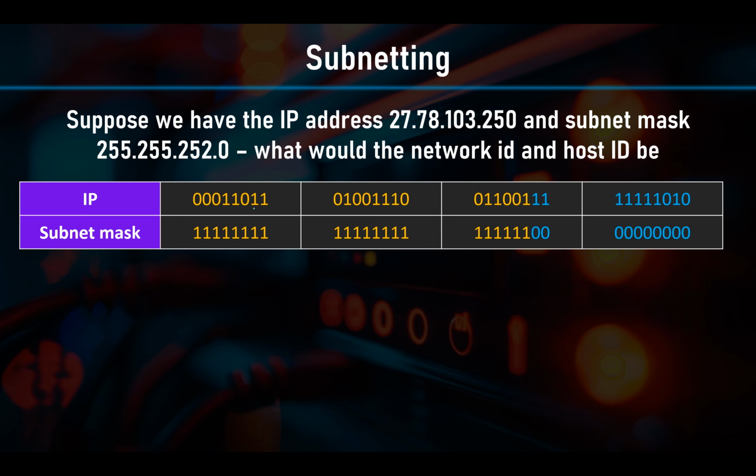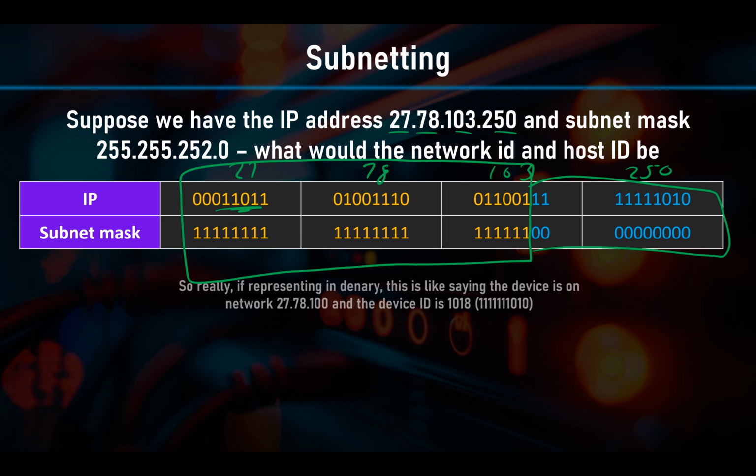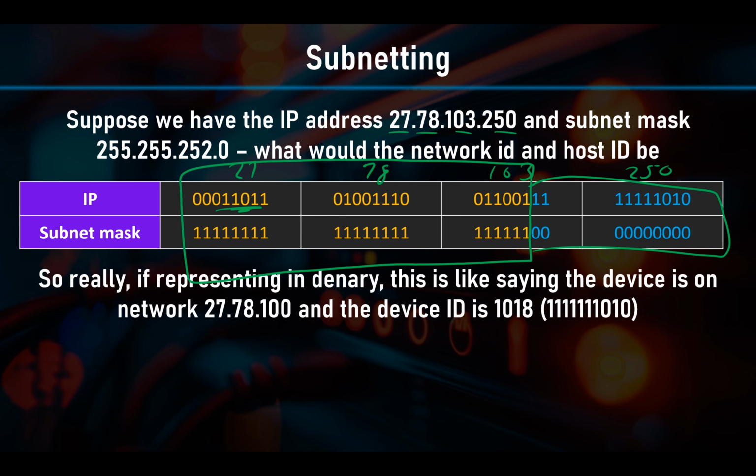So if we write the IP address, this one's 27, this is 78, this is 103, and this is 250. Now, if we then write down this subnet mask, let's say all of these bits are going to be for the network, and all of these bits here are going to be for the host. If you write that in denary, then effectively you're saying the network is 27.78.100, and the device ID is like 1018.